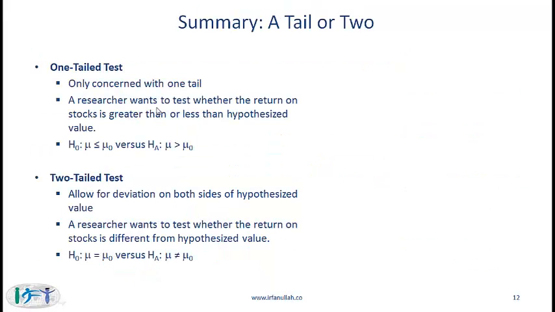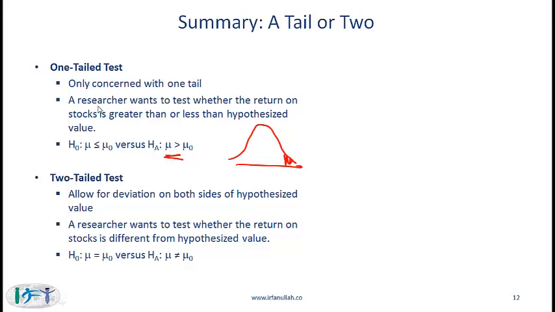Many students get confused between one-tailed and two-tailed tests. So on this slide, I have simply summarized the main points related to one-tailed and two-tailed tests. As we've discussed, with one-tailed tests, you are only concerned with one tail, be it the right or be it the left. When you have a greater than sign in the alternate hypothesis, then you are dealing with the right tail. When you have a less than sign in the alternate, then you will be dealing with the left.